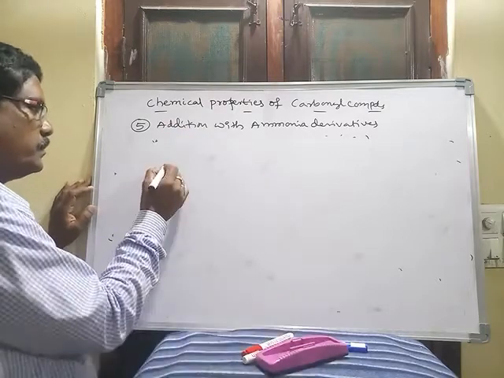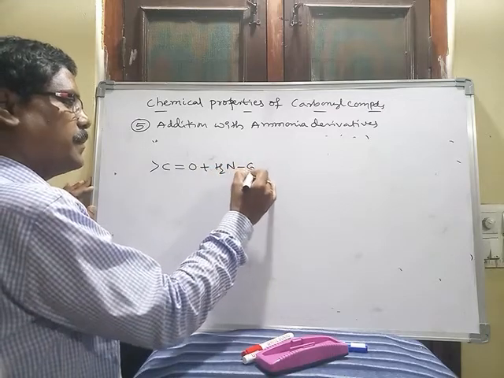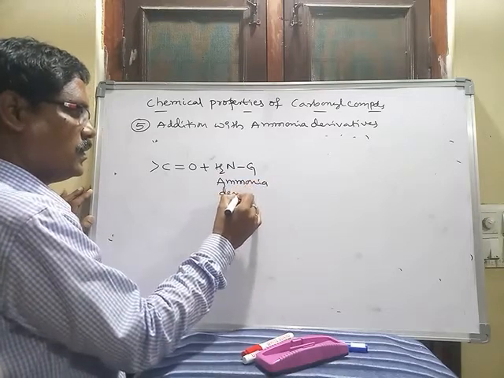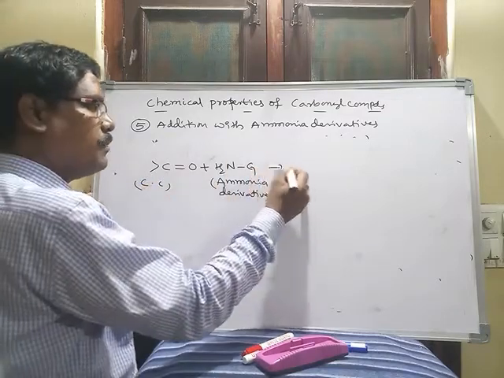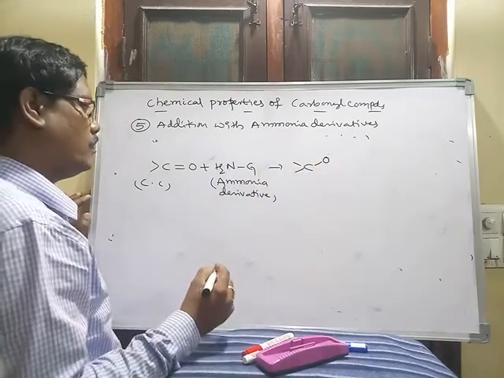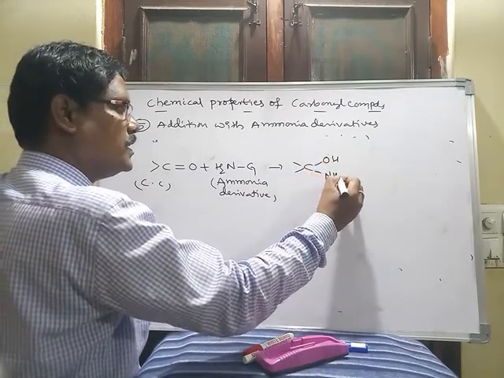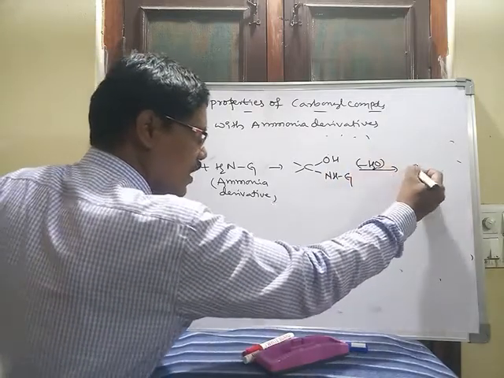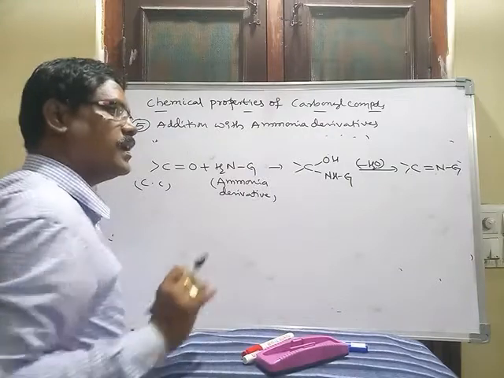Carbonyl compound reacts with H2N-G, the ammonia derivative, to form the intermediate with O minus or OH and NH-G. Finally, with the elimination of one water molecule, we obtain C=N-G. So this is the addition product.